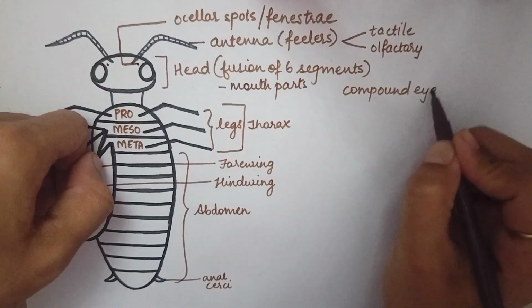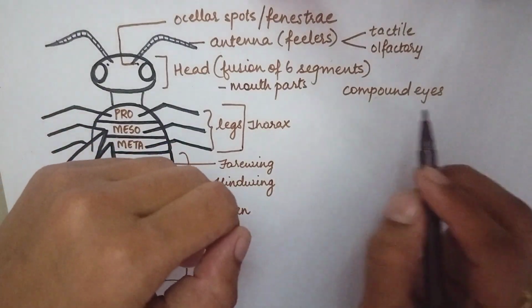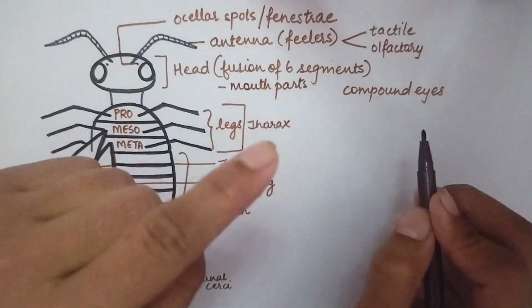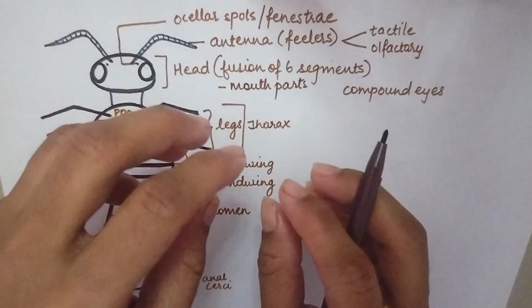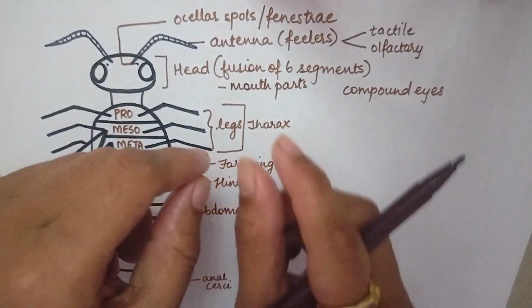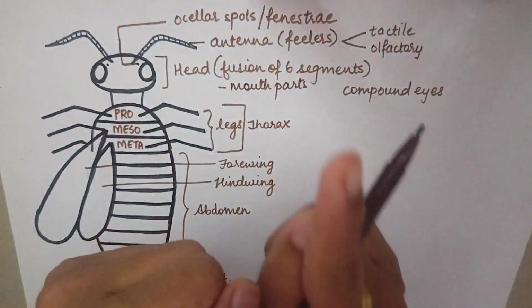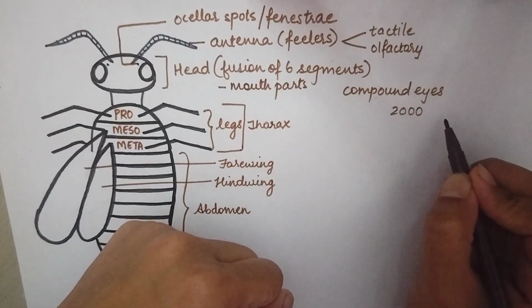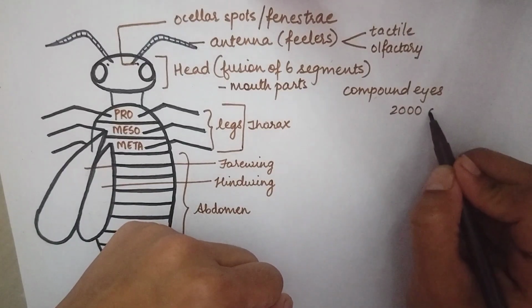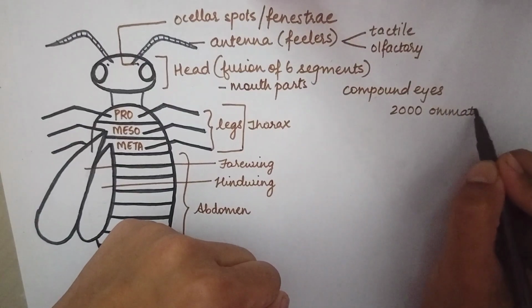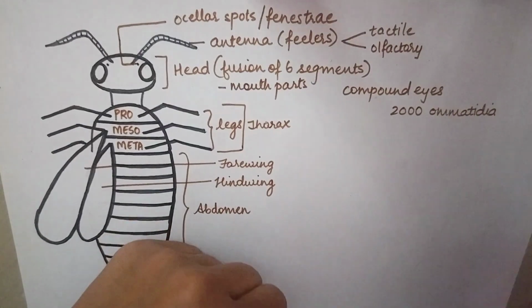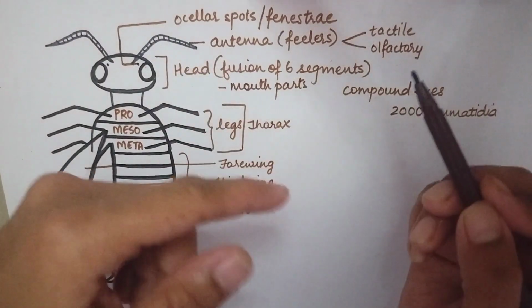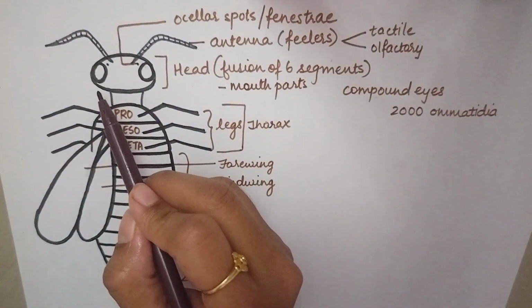Now there are a few things which you need to remember about the compound eyes. Each compound eye is made up of many hexagonal segments. So many small hexagonal segments join together and form one eye. How many segments? 2000 segments. What is the name of these segments? They are called ommatidia. So 2000 ommatidia join together and form one compound eye.